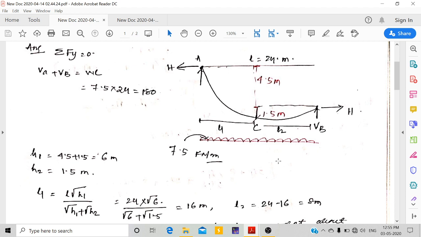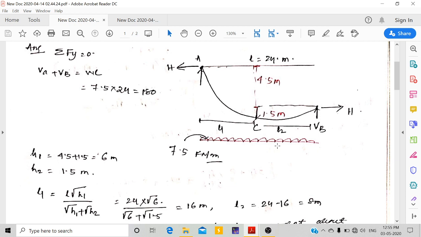Now I am applying the first equation of equilibrium, that is summation of Fy. So summation of Fy is equal to zero: upward force equal to downward force. So this Va plus Vb is in the upward direction, and this UDL is acting in the downward direction. So the UDL is 7.5 into 24, this is 180. So my Va plus Vb is 180.